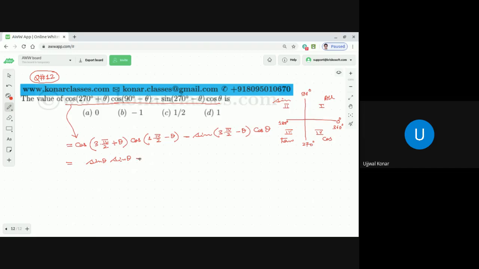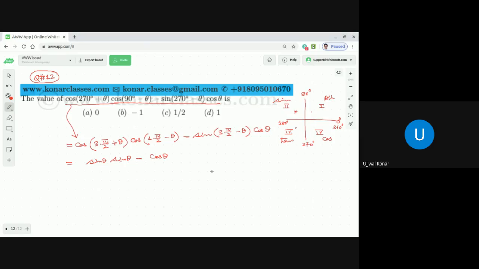Now let's come to the minus. Sine of 3 into pi by 2 minus theta. 3 is an odd number, so first it should be cos theta. Whether positive or negative depends on which quadrant 3 into pi by 2 minus theta is in. Second quadrant, in which sine is positive, so it should be minus sine theta. Correct? Dear students, are you getting my point? Correct? 270 minus theta.